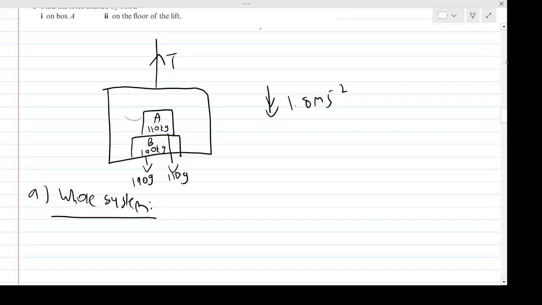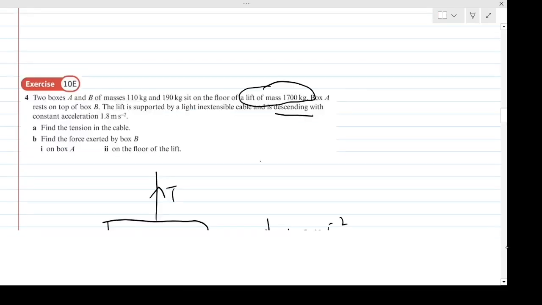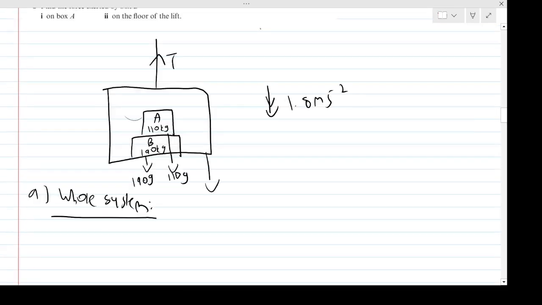Are we told the mass of the lift? Yes, the lift has its own mass. The lift is no longer light. The lift has a mass of 1,700 kilograms. So the weight of the lift as well is 1,700g. I'll make a note of it: the mass of the lift is 1,700 kilograms. Hopefully you're with me with that diagram.